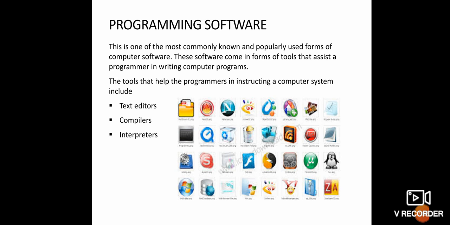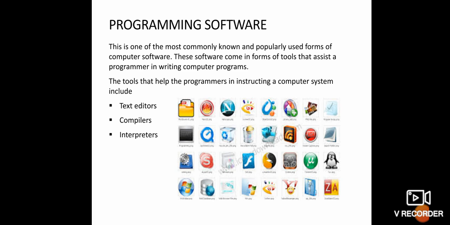Next, we have programming software. You must know about various programming languages like C, C++, Java and so on. In order to use them on your computer, you must have software. It is a tool that assists a programmer in writing computer programs. The tools that help the programmer in instructing a computer system include text editor, compiler and interpreter.